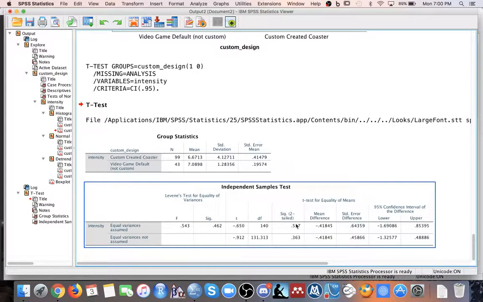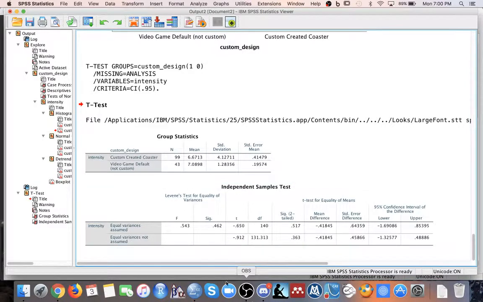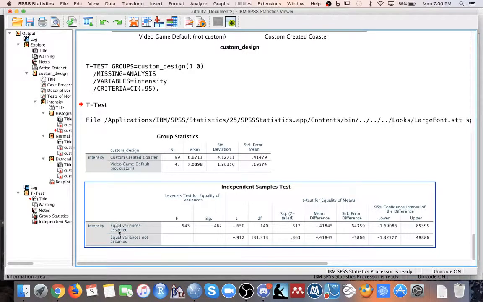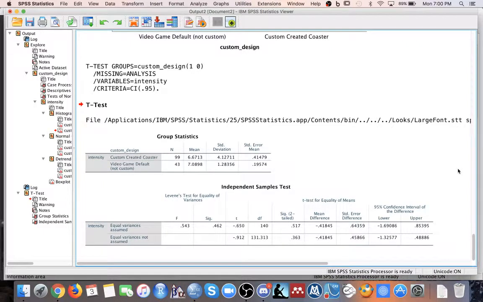Okay. And since this p-value is telling you not to reject the null hypothesis, which in this case is that the variances are equal, the p-value is big, therefore we use the top row and we say we've met the assumption of equal variances.